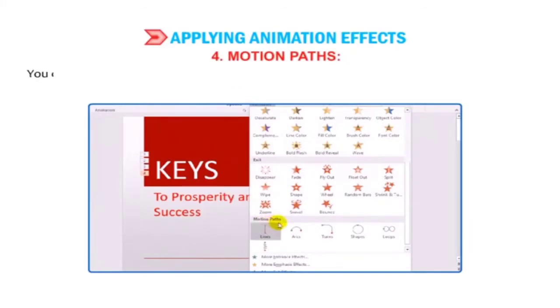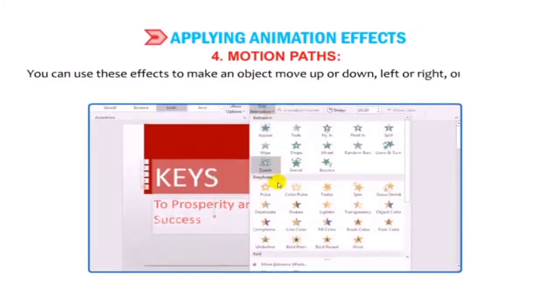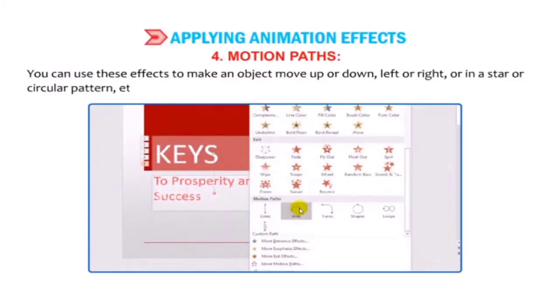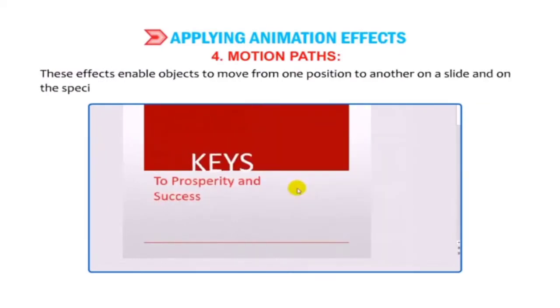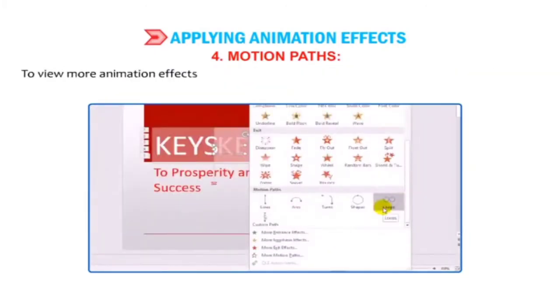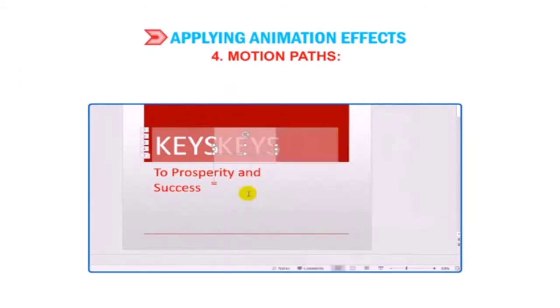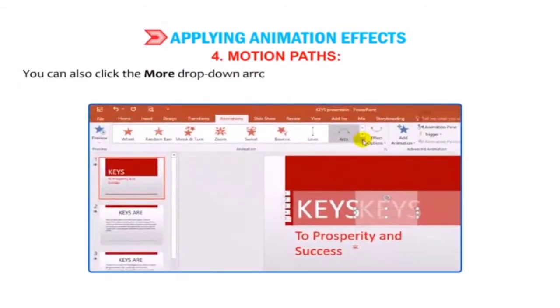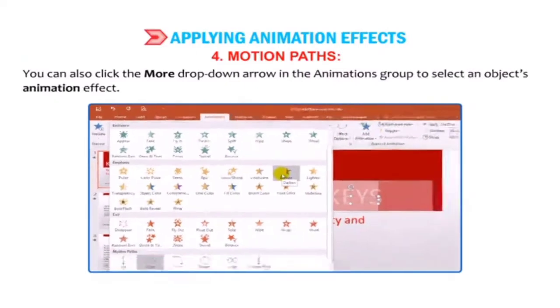Motion paths. You can use these effects to make an object move up or down, left or right, or in a star or circular pattern, etc. These effects enable objects to move from one position to another on a slide and on the specific path during the slideshow. To view more animation effects of each category, select the desired option available at the bottom of the Add Animation drop-down menu. You can also click the More drop-down arrow in the Animations group to select an object's animation effect.